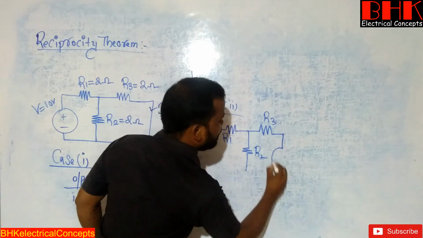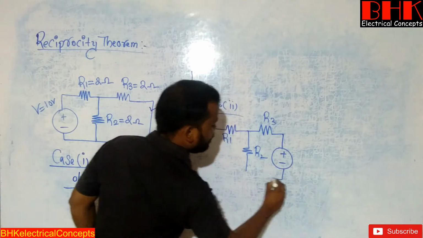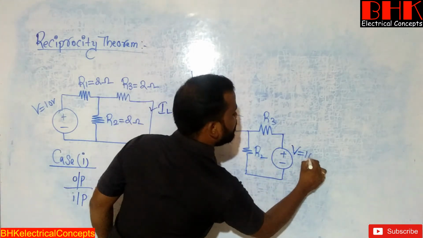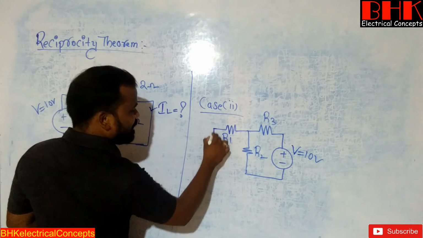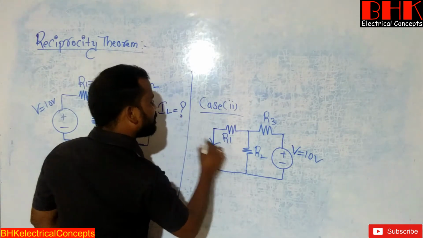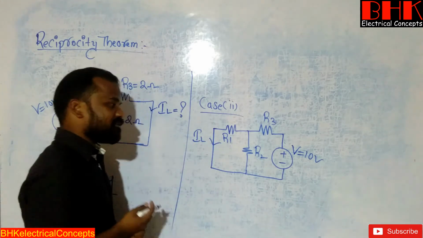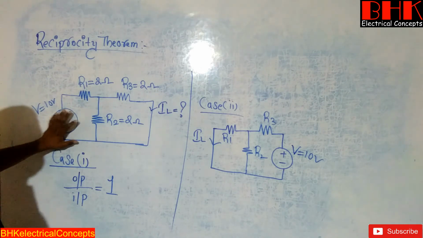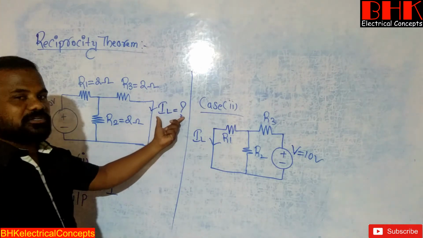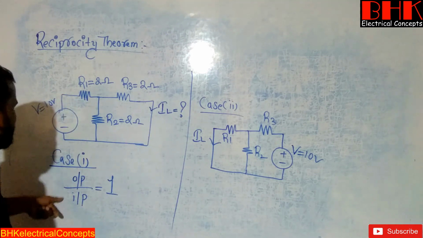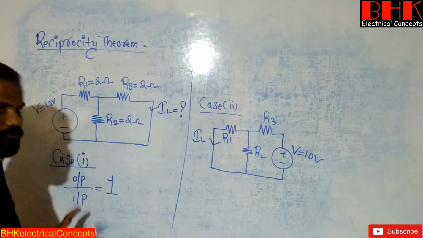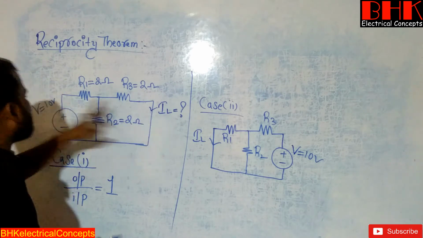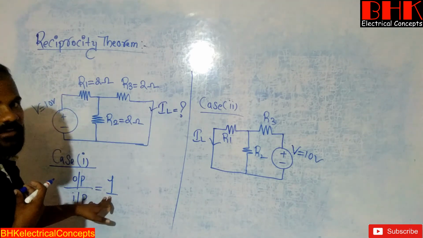Interchanging load and source means we insert the voltage source, V equal to 10 volts, in the R3 branch, and we take the load in the R1 branch, where again we need to find the load current. Just see here: in case number 1, this is the actual circuit. We apply some voltage and get a response, and after getting the response, we take the ratio. Output by input is equal to 1. I am assuming that after simplifying and getting the value of output, the ratio of output by input is equal to 1.